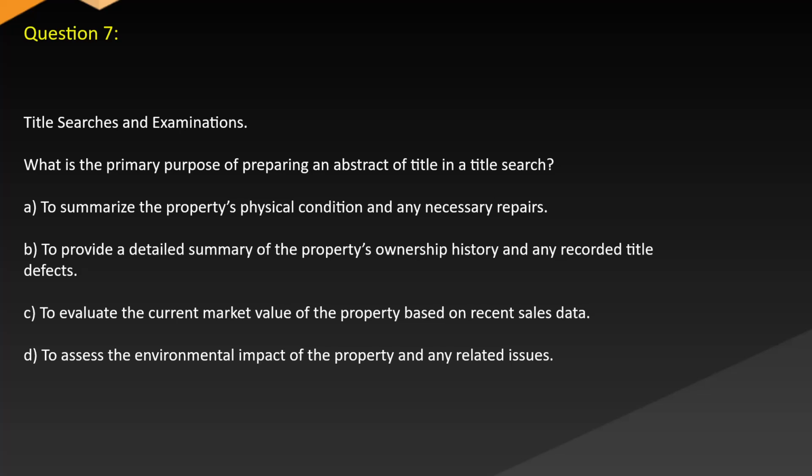Question 7. Title searches and examinations. What is the primary purpose of preparing an abstract of title in a title search? A. To summarize the property's physical condition and any necessary repairs. B. To provide a detailed summary of the property's ownership history and any recorded title defects. C. To evaluate the current market value of the property based on recent sales data. D. To assess the environmental impact of the property and any related issues.